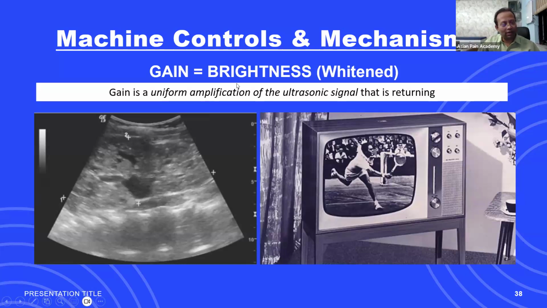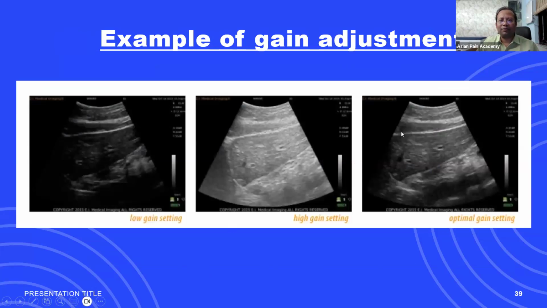So what happens actually? It is like brightness only, the same amount of reflected wave. The CPU is augmenting the wave. Say I give a reflected wave of 5, the machine just multiplies it by 2, so the whole picture will become brighter. So that is gain. Examples of gain adjustment here, it is hypoechoic.